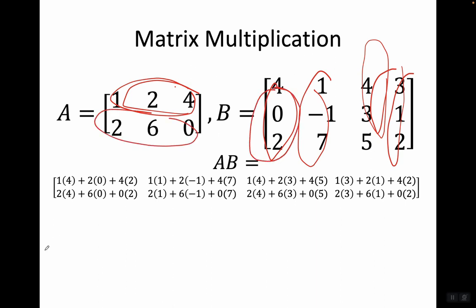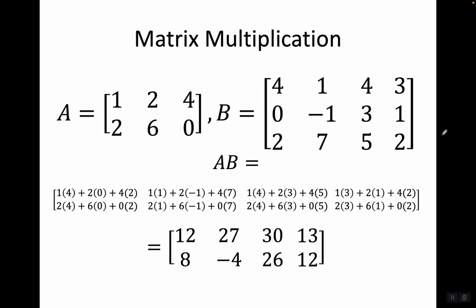Again, second row, first column, ends up being in the second row, first column of AB. So we've got 2 times 4 plus 6 times 0 plus 0 times 2. Okay, we simplify all, and you just keep going. This row times this column, this row times the third column, this row times the fourth column. And this is what we end up with. 12, 27, 30, 13, 8, negative 4, 26, 12.